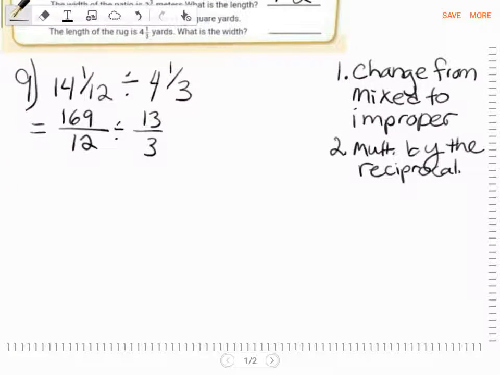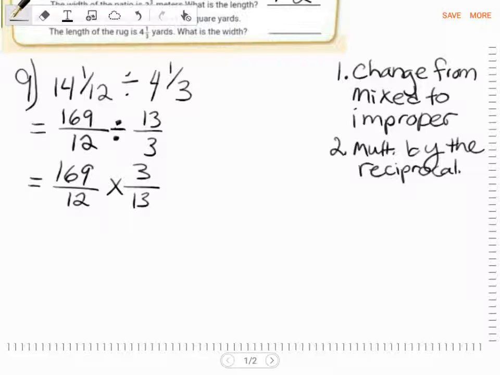All right, so now that I've got my mixed numbers changed into improper fractions, I'm going to multiply the first fraction by the reciprocal of the second. Now that's our process for division. Don't forget about that. You can think, switch, and flip in the back of your brain all day. I don't care. But if you're going to verbalize it to me, I need you to be able to say multiply by the reciprocal. So I'm going to leave my first fraction alone, 169 over 12, and multiply this by 3 over 13.